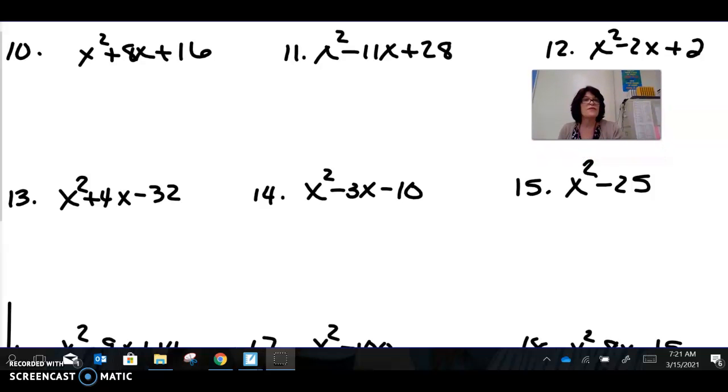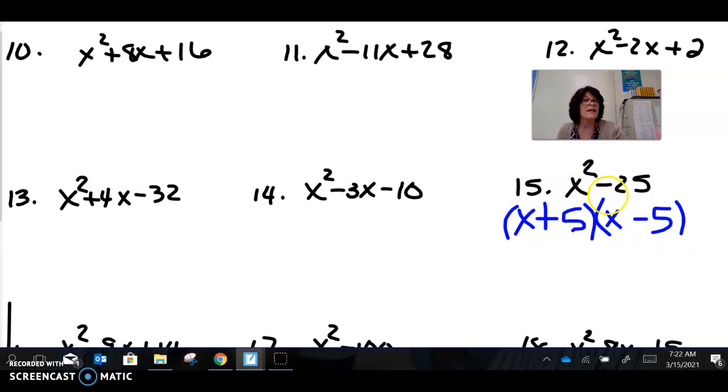Let's look at what's different with 15. It doesn't have 1, 2, 3 terms. It only has 2 terms, and it's a difference. These are the kind we love. I do anyway. When I see 2 terms in a subtraction, I'm going to have 2 binomials multiplied together. I'm just thinking, what's the square root of x squared? That's x. What's the square root of 25? That's 5. We're going to write it down once with a plus and once with a minus.